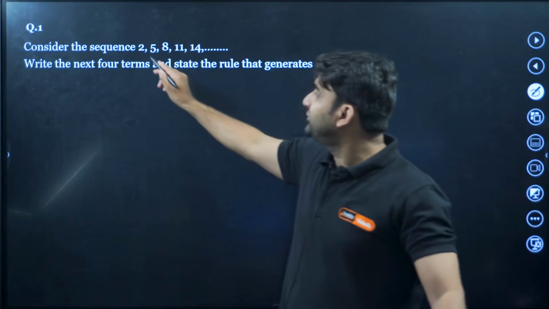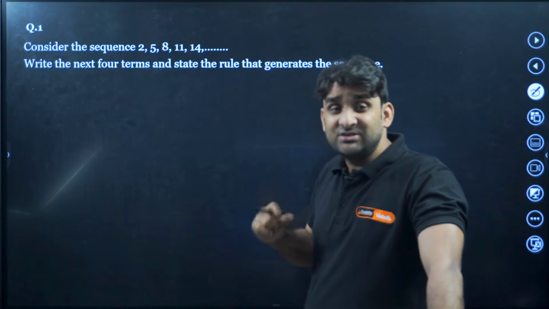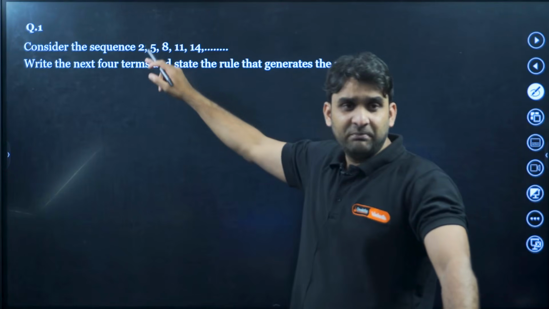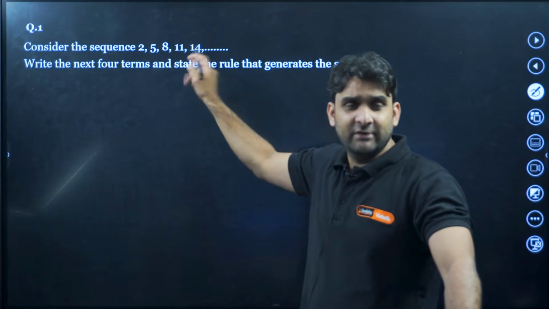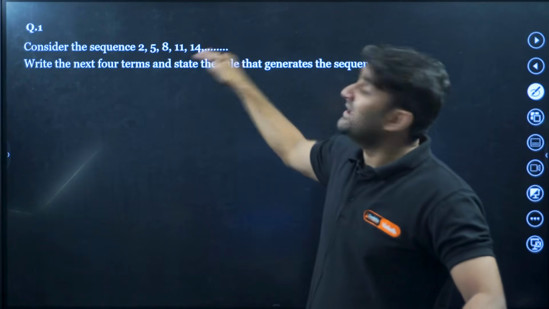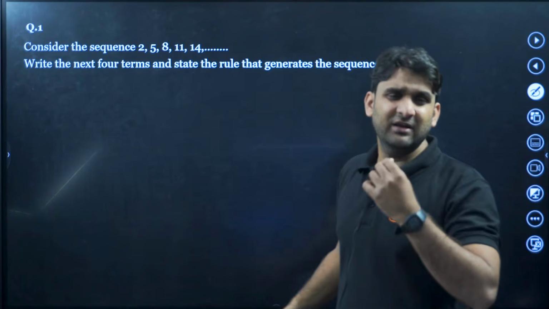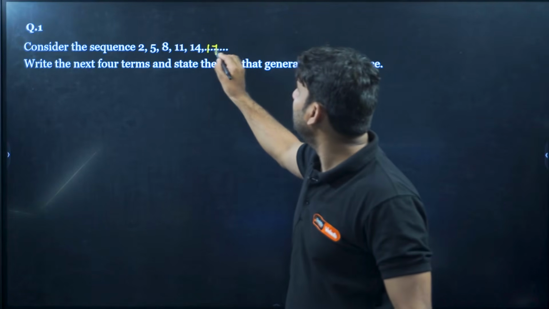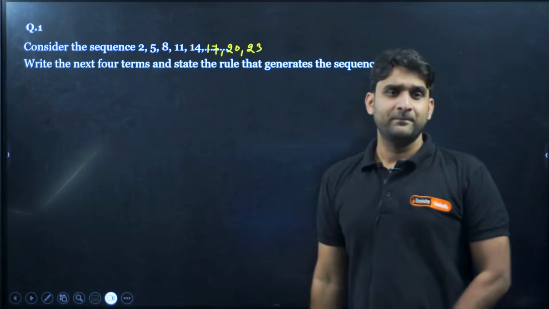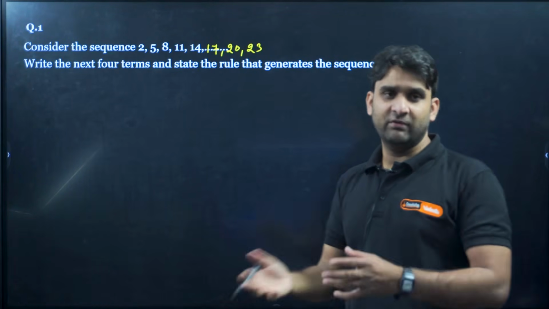If you observe these numbers, guys, the numbers are increasing. Each term is increasing by 3. 2 plus 3 is 5. 5 plus 3 is 8. 8 plus 3 is 11. 11 plus 3 is 14. And write the next 4 terms. What will be the next 4 terms? The difference is 3. So the next terms will be 17, 20 and 23. 14 plus 3 is 17, 17 plus 3 is 20, 20 plus 3 is 23.